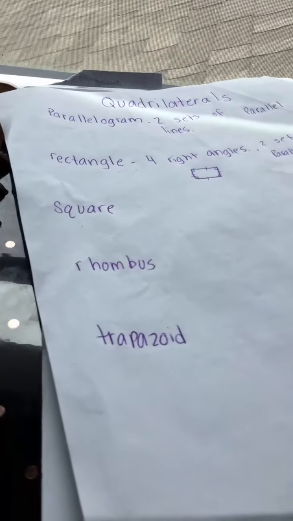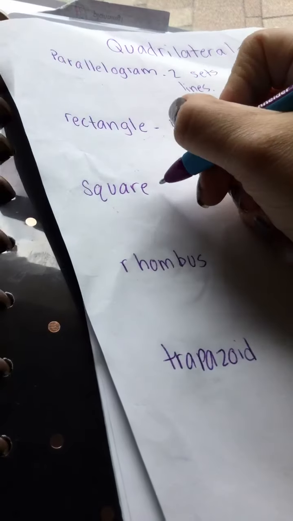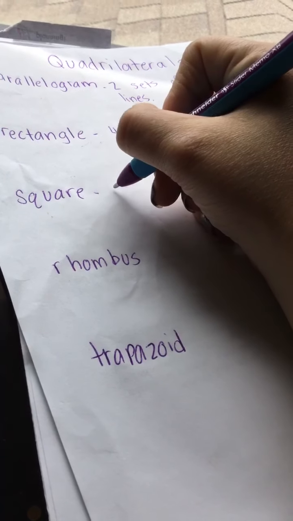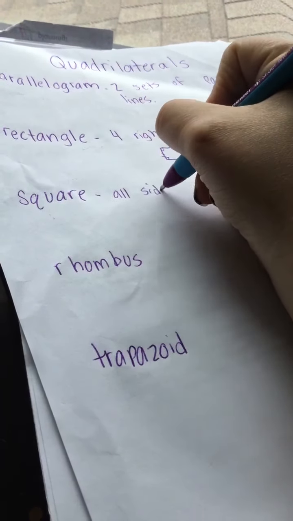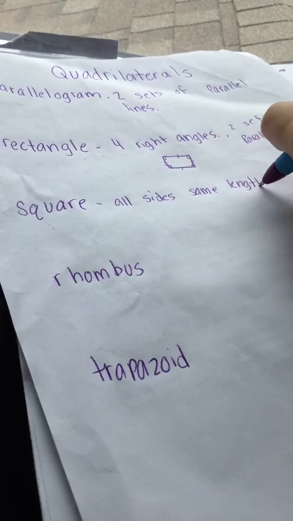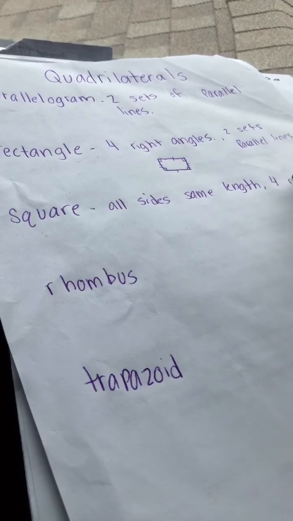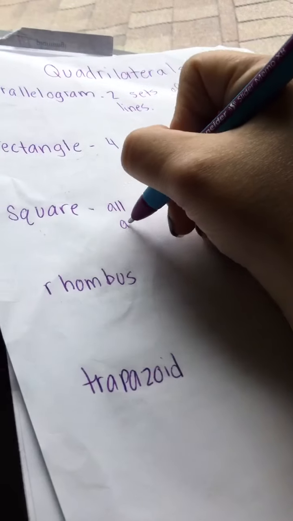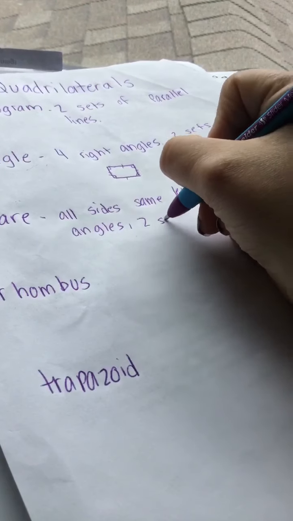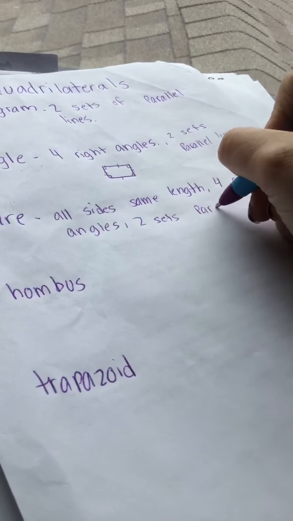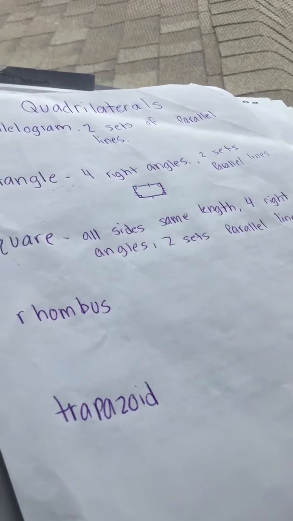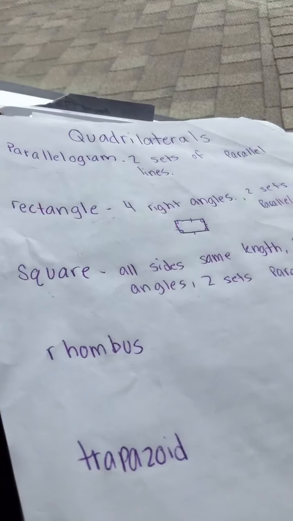The next one we're gonna look at is a square. We've been working with squares since you were very young, and a square, one thing we know about it is all sides are the same length. They have four right angles and two sets of parallel lines. So is a square also a type of rectangle?